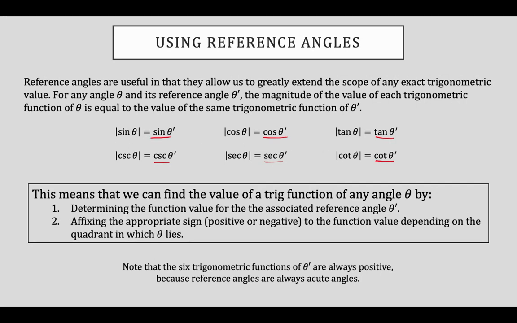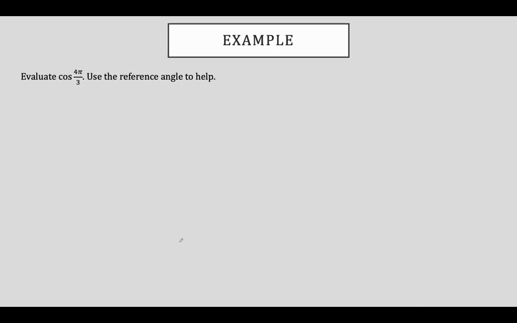So again, what are we going to do? Determine the function value for the associated reference angle, evaluate the trig function of the reference angle, and then determine whether or not we want our answer to be positive or negative, depending on the quadrant of the original angle theta. Let's try one out here.